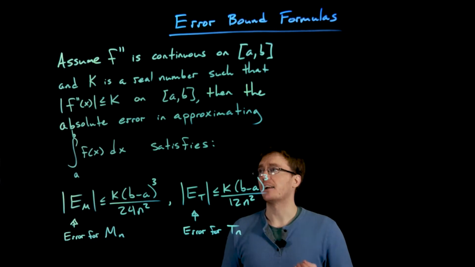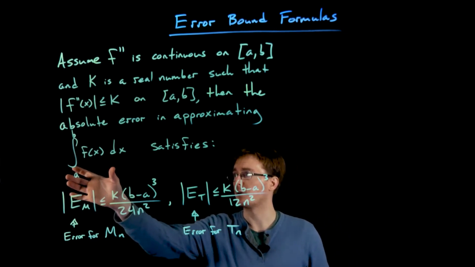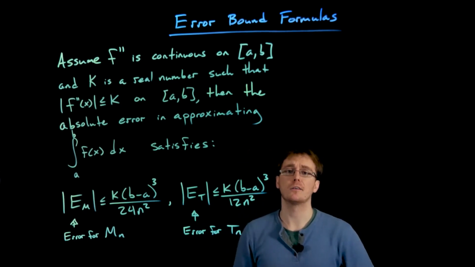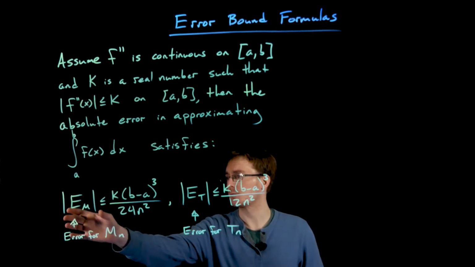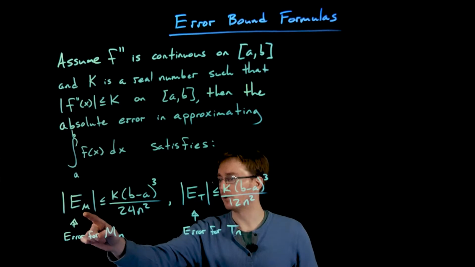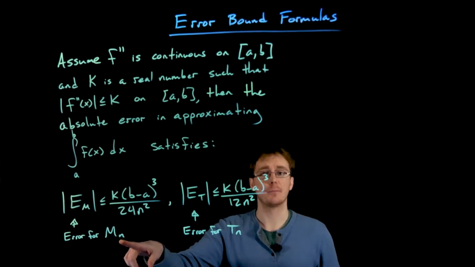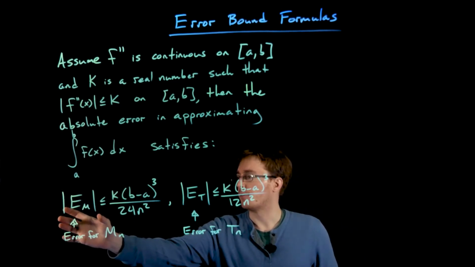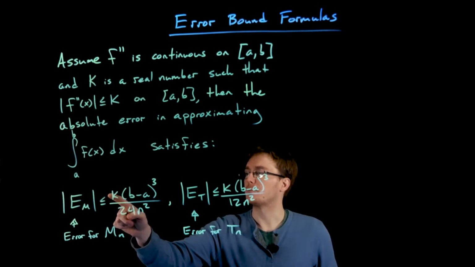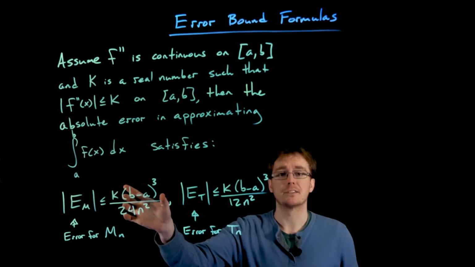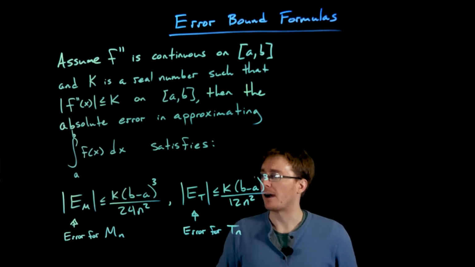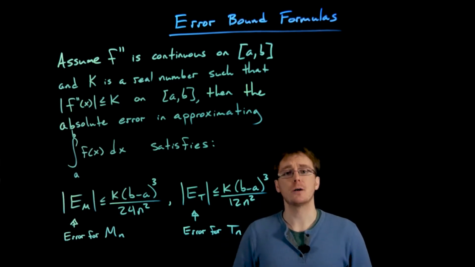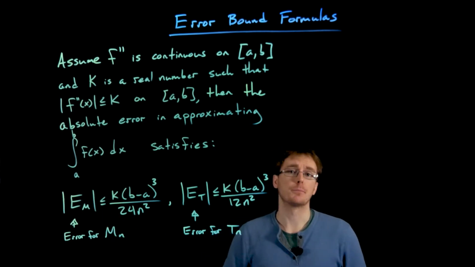If that's the case, then the error in approximating our definite integral from a to b of our function f is going to satisfy one of these two inequalities depending on what type of approximation we are using. So this first one is the absolute error for the midpoint rule. If we're using the midpoint rule with n subintervals, this is the error bound formula we would use. It's saying the absolute value of our error is going to be less than or equal to that special number k times the quantity b minus a, which is the length of our interval, raised to the power of 3, divided by 24 times n squared. And remember, n is the number of subintervals we are using in our midpoint approximation.